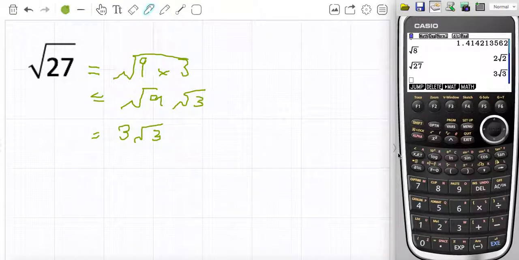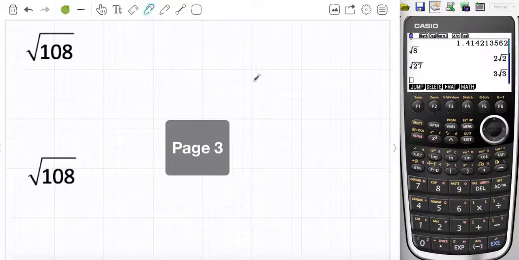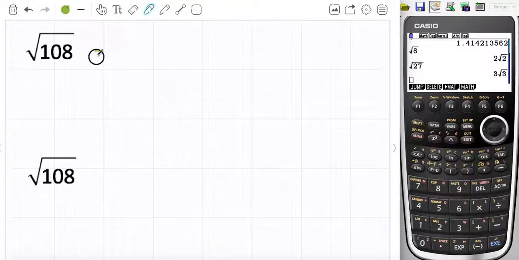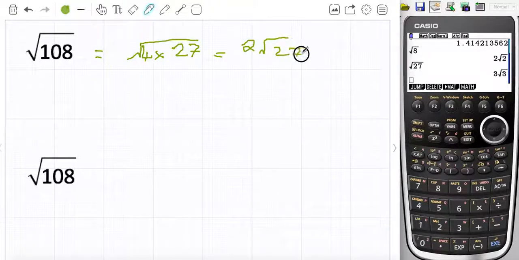Okay, let's do one slightly harder and just show you that it can be done two ways. Now, when I go through the square numbers that divide into 108, the first one I come across is 4. And if I times it by 27. Now immediately, the square root of 4 is 2, so it gives me the 2 root 27. But 27 is still not simplified.